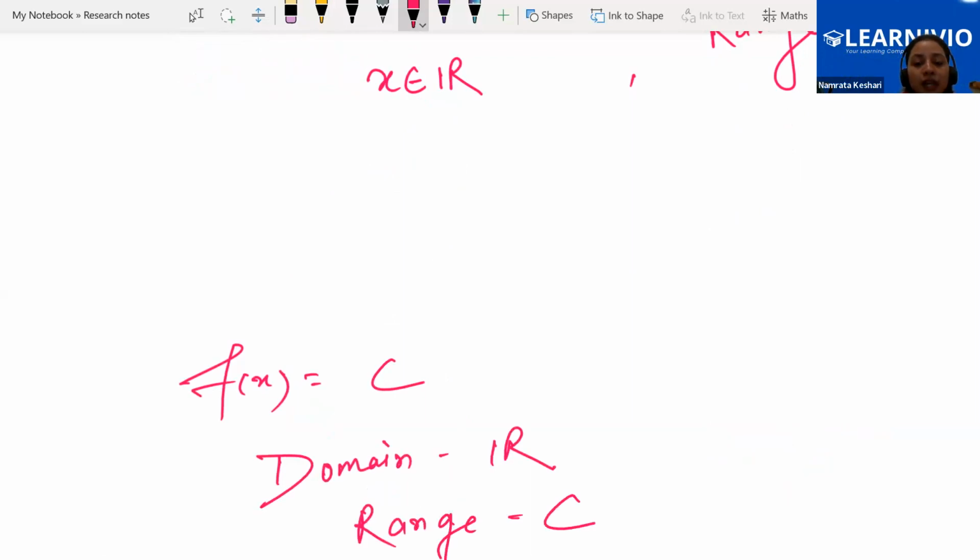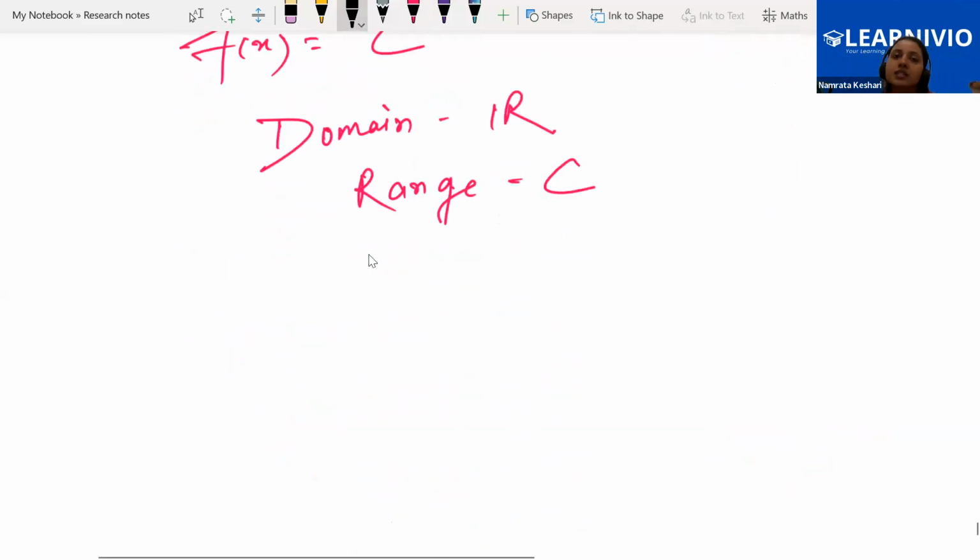Any confusion? How exactly will the graph look? This graph must be crystal clear to you. Anytime if I ask you to draw the graph of the identity function, constant function, modulus function, signum function, you should be able to do it. That's how you have to learn it.